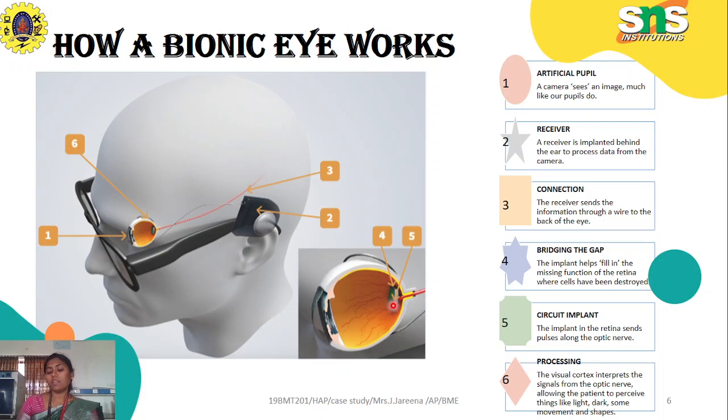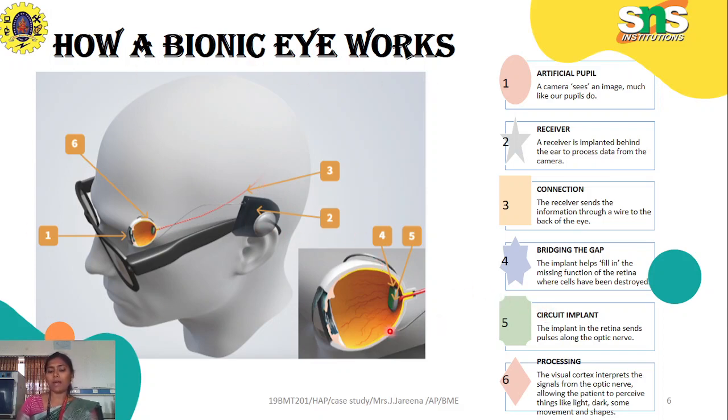Okay, so what does the retina do? It converts the light signal into an electrical signal, right? The same happens here, so it does the function of the retina. That is the fourth part. And the fifth part is the circuit implant. This fifth part is a circuit which transmits the equivalent electrical signal of the light to the optic nerve, through which it is connected to the brain, so that the brain processes this information and people can see things like dark, light, some movements and shapes. So this is how the normal bionic eye works.